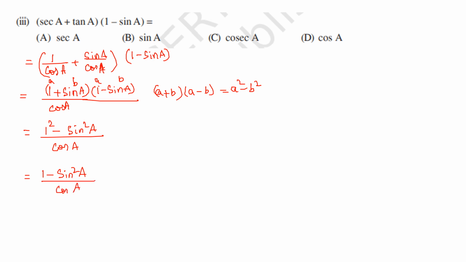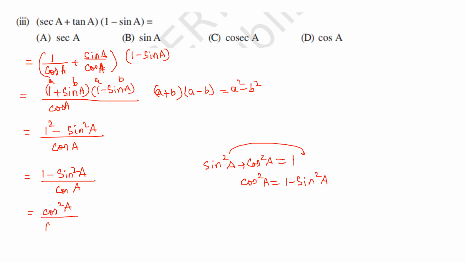And again the identity, we know that sin square A plus cos square A is 1. So from here, if I transpose sin square A to the RHS, what will it become? Cos square A is equal to 1 minus sin square A. So 1 minus sin square A I can write as cos square A by cos A. So one cos A will get cancelled and I am left with cos A. So my correct option is option D. So option D will be the answer.